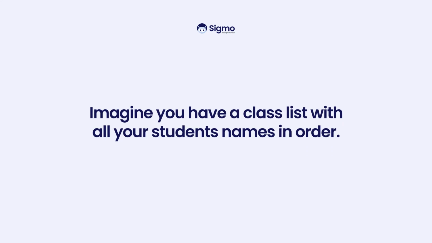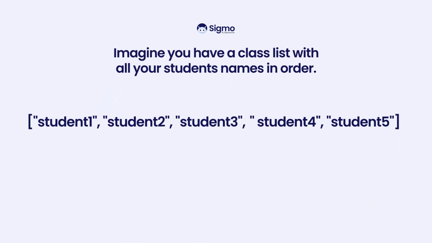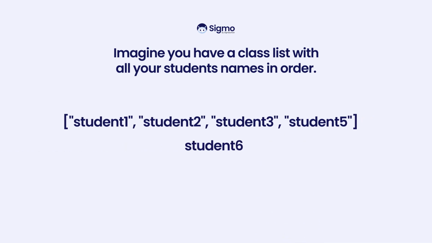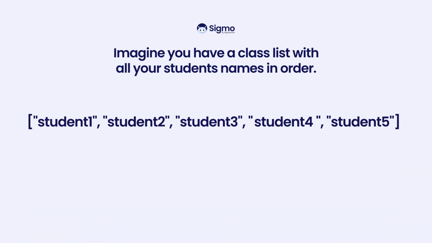Imagine you have a class list with all your students' names in order. One day, a student transfers out and a new student joins the class. Instead of rewriting the entire list from scratch, you just update the existing list by removing one name and replacing it with another. That's exactly what Splice does in JavaScript.